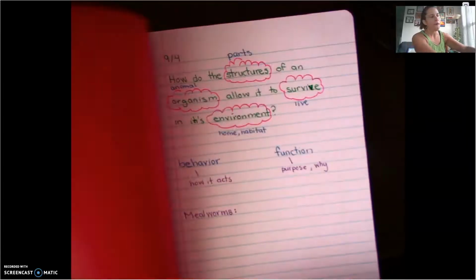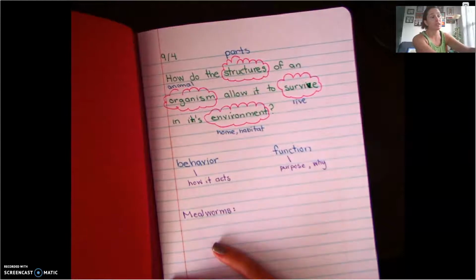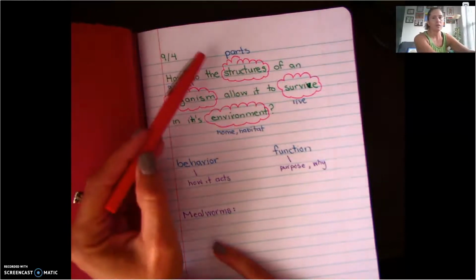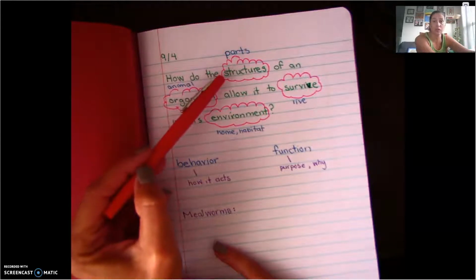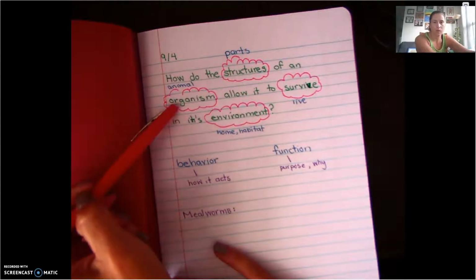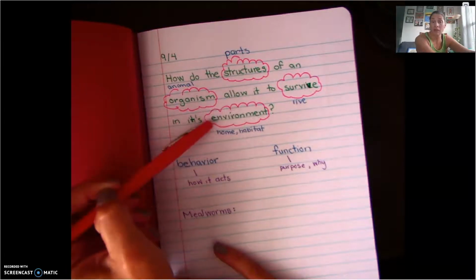Hi friends, today you're going to need your science notebook, the ones we started yesterday, and we are going to do our first observation. So these are just some of the things that we talked about yesterday. We talked about the structures, what an organism was, how they survive, and their environment, their habitat.